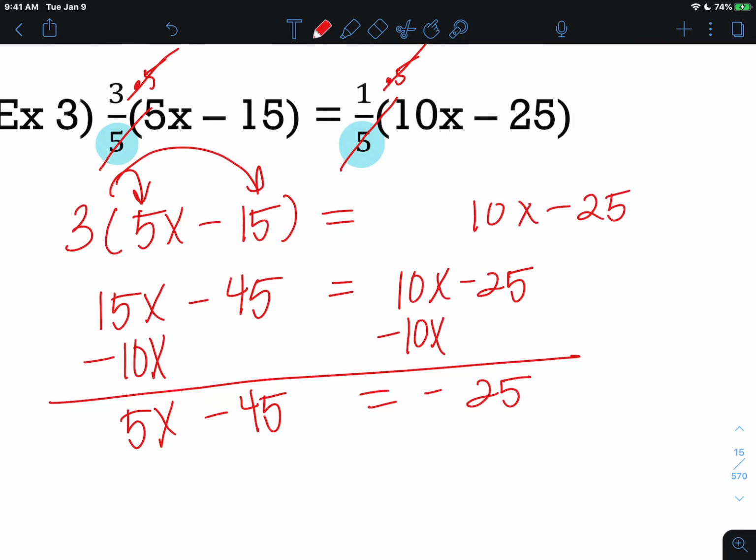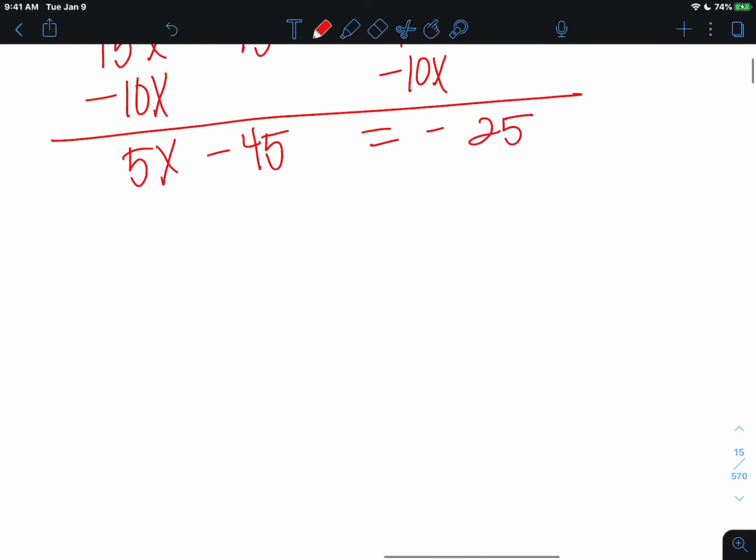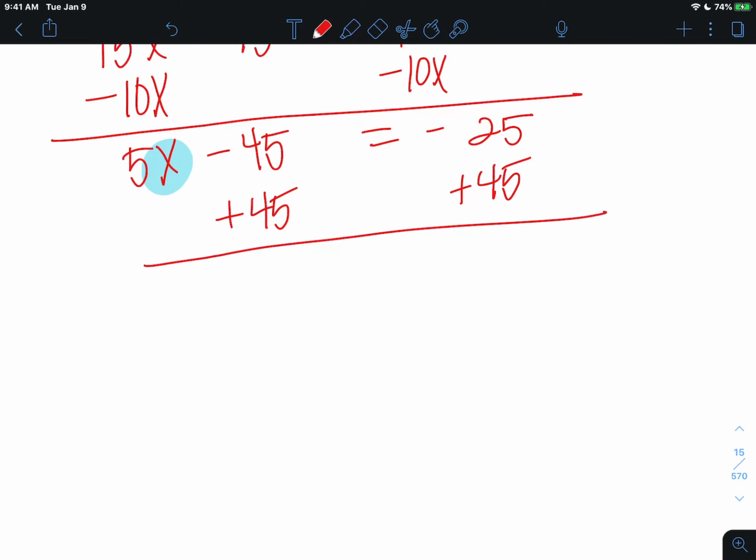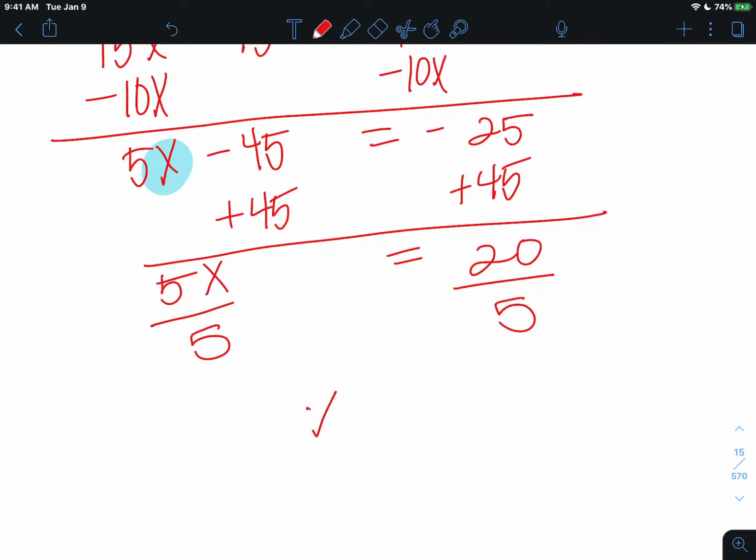Okay, so now I have 5x minus 45 equals negative 25. Again, very last step. So I can move, great divide, every single time. I'm going to move my 45. And I'm going to divide by whatever is attached to my x. And guess what? I ended up with a super simple answer.